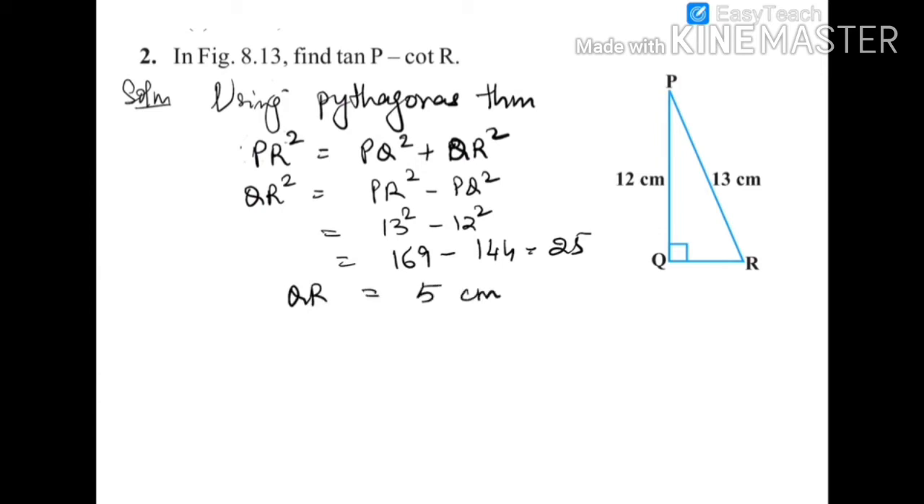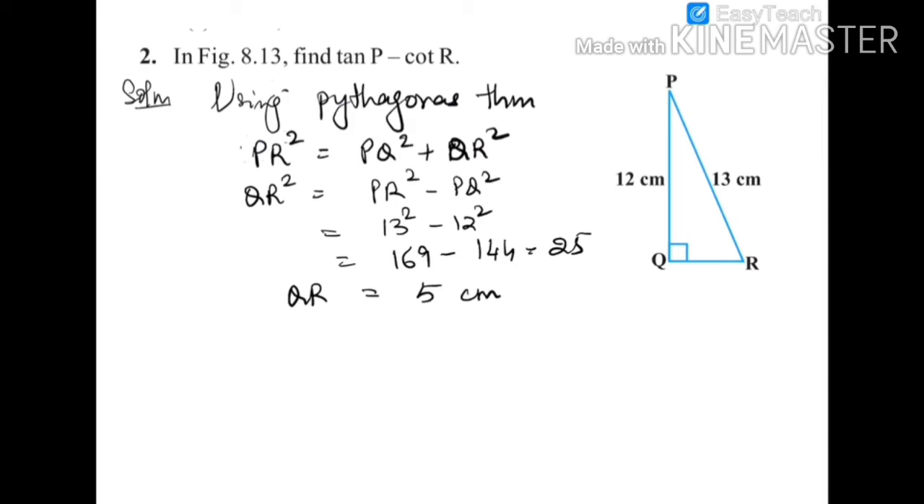Now without writing these steps also, you can write QR is equal to 5 centimeters, because we know and we have been studying from lower classes that 5, 12 and 13 are Pythagorean triplets. So there is no need of these steps if you know that already.